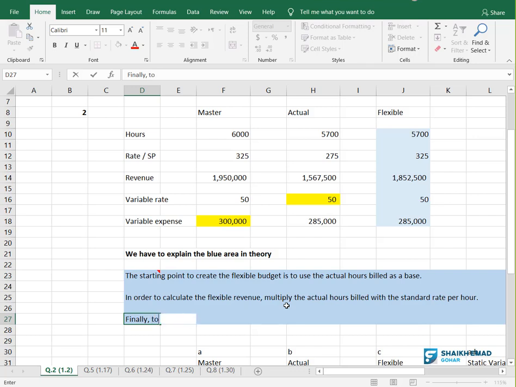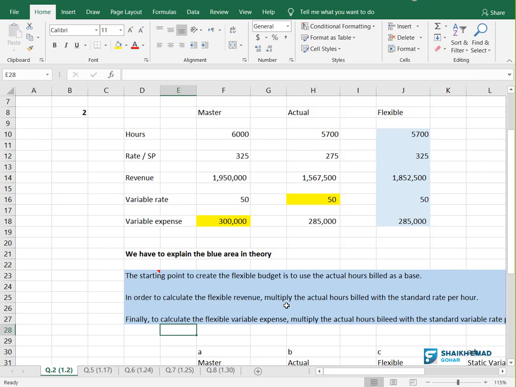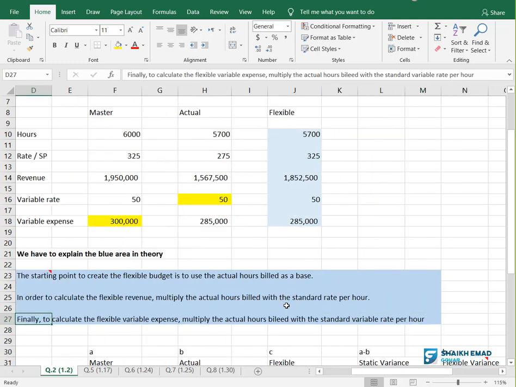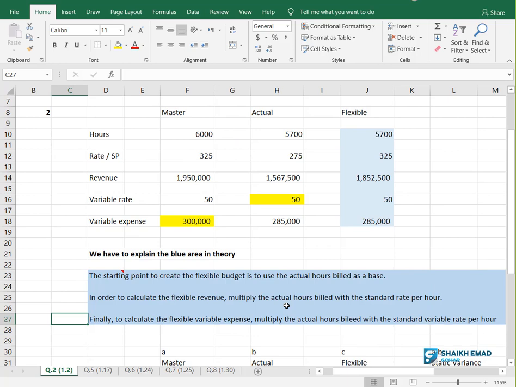Okay, finally, to calculate the flexible variable expense, multiply the actual hours billed with the standard variable rate per hour. Getting it? Same thing, just we need to multiply with the standard variable rate per hour, which is 50. Okay, how we got 285,000? We multiplied 50 with 5700. Okay, so this is basically the answer for question number 2.